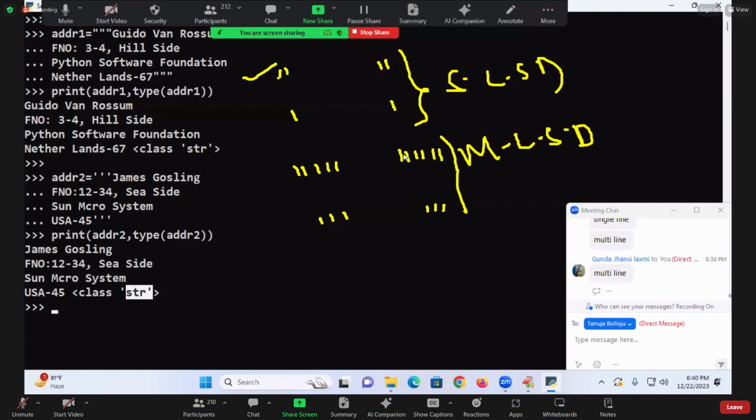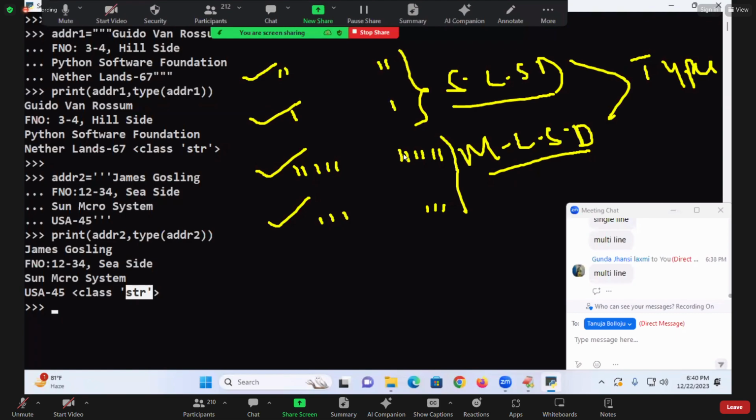Double quotes, single quotes, triple double quotes, triple single quotes, those are called notations. These are called types. How many types of strings are there? Number one, single line string data, and number two, multi-line string data.